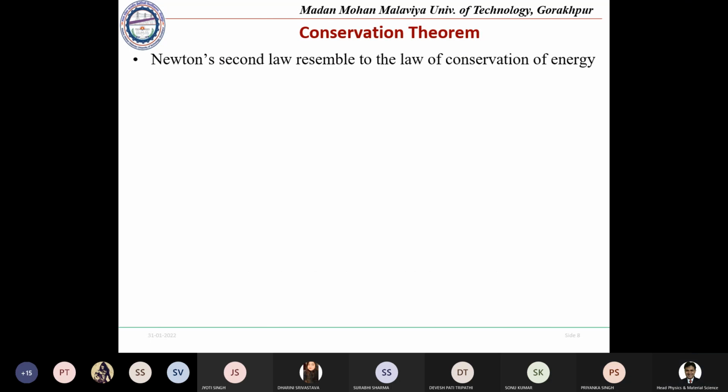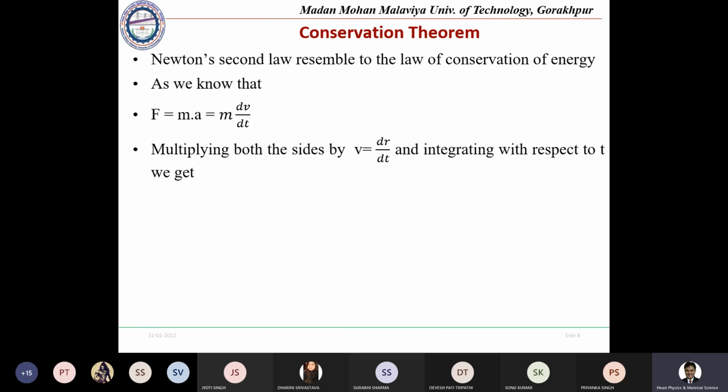No, sir. Okay. Now we are taking it in another form by using the Newton's law. Newton's law, second law से कैसे हम conservation theorem को justify करते हैं? So Newton's second law resembles the law of conservation of energy. If anybody asks to justify that Newton's second law resembles the law of conservation of energy, then you have to do this exercise, that as we know that F is equal to ma, that is m into dv upon dt. There is no problem.